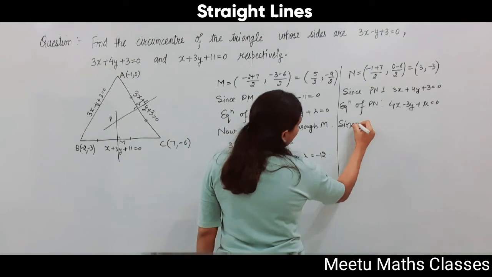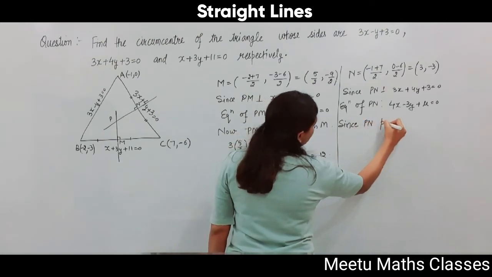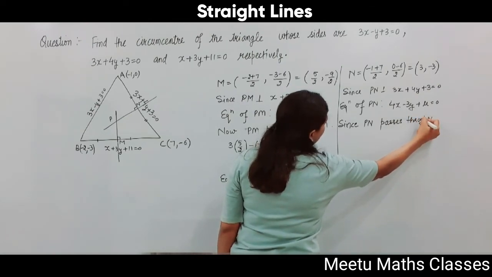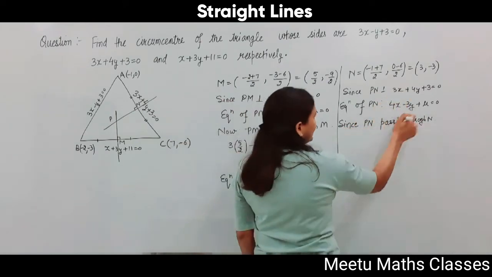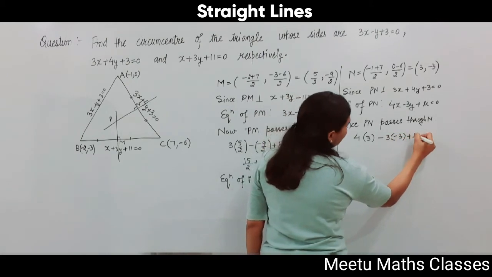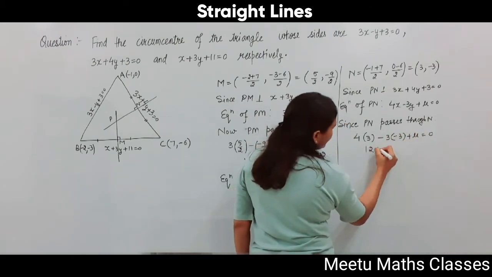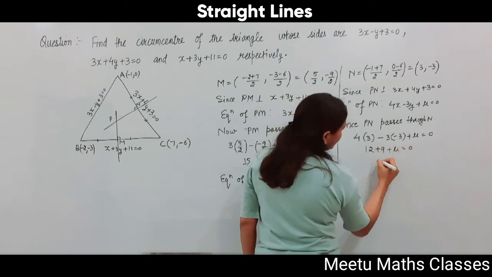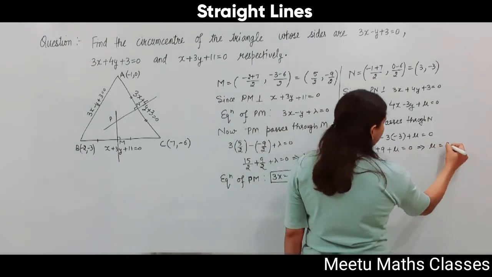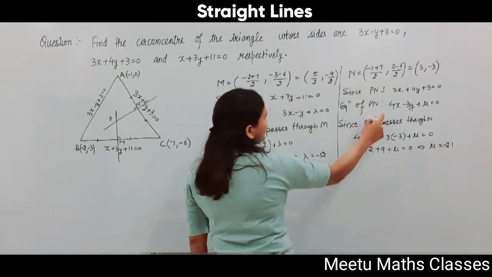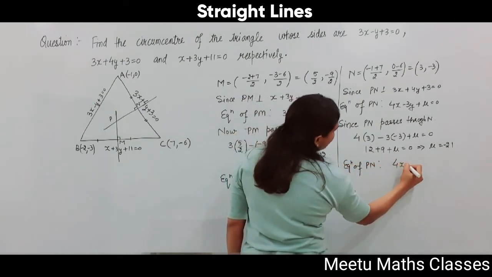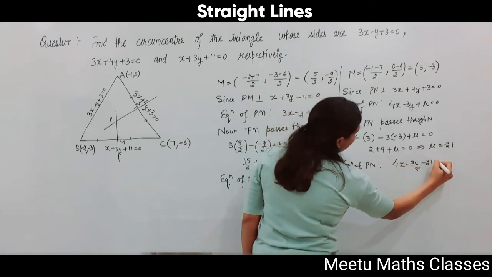Since PN passes through N, तो N इसको satisfy करेगा इस equation को, and you will get the value of mu. So mu is equal to minus 21. तो mu की value जब आप इसके अंदर put करेंगे, then equation of PN will become 4x minus 3y minus 21 is equal to 0.